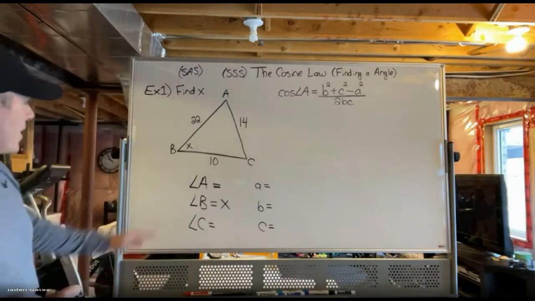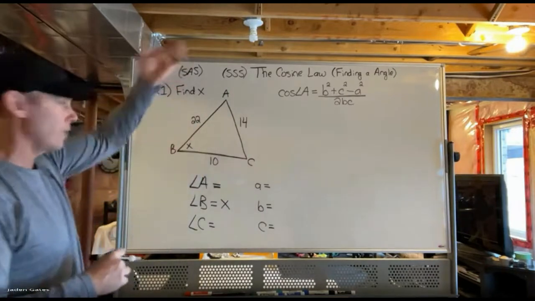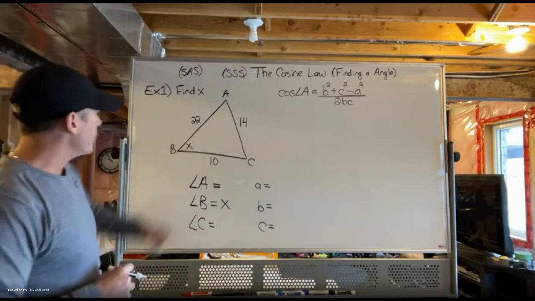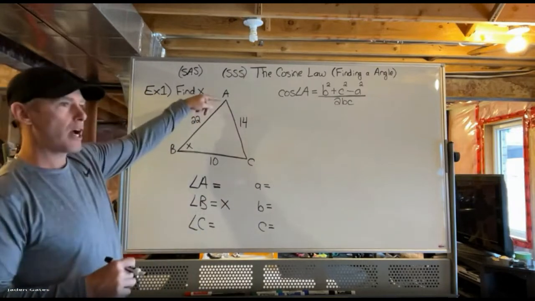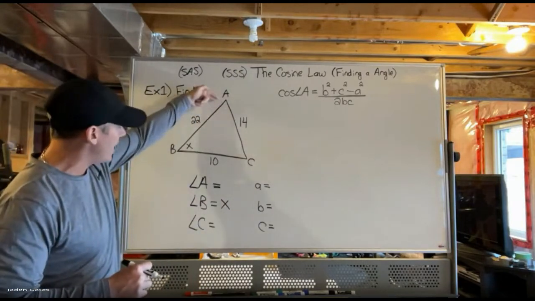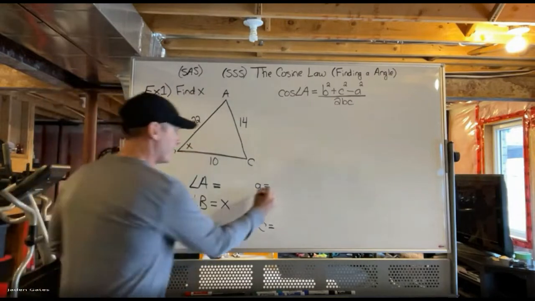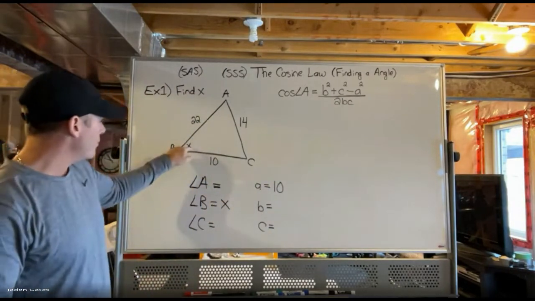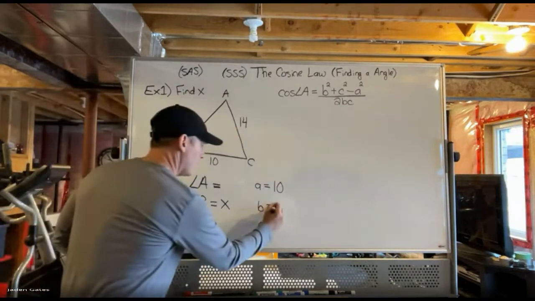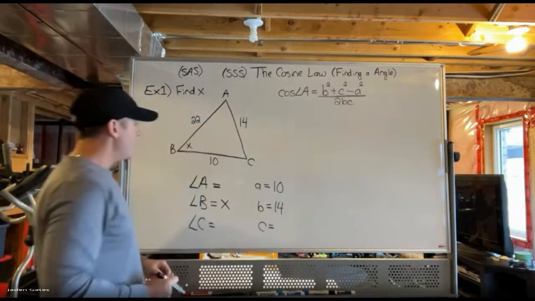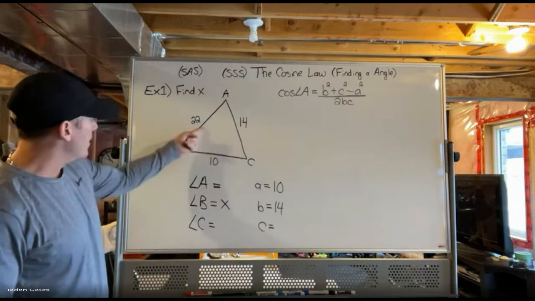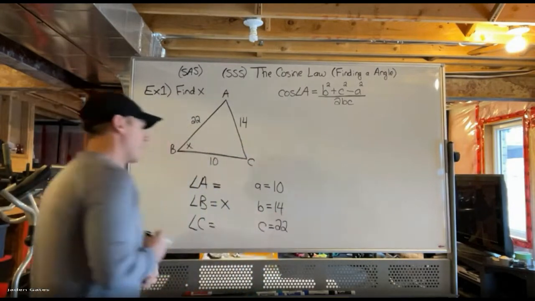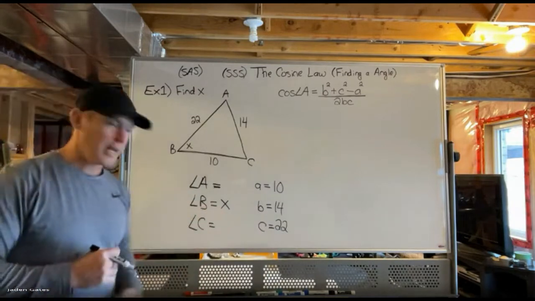All right, so in this case, we do have all three sides, so hence why we will be using the cosine law. Now, which side's which? Again, how we label a triangle is that side A is across from angle A. Side B is across from angle B, so that's a 14 there. And side C is across from angle C, that's our 22.